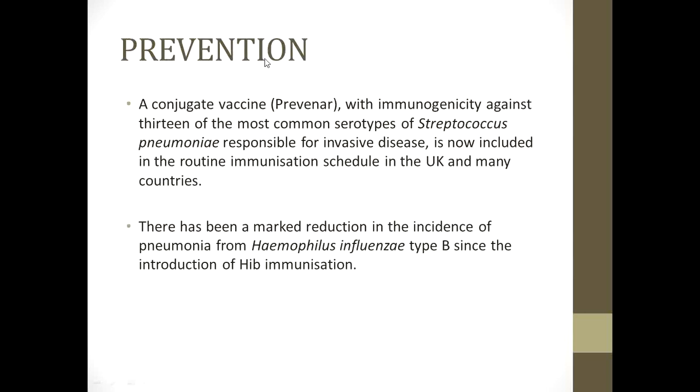What is the prevention? First, prevention is definitely hygiene, nutrition, and then vaccinations are available. A conjugate vaccine, Prevnar, with immunogenicity against 13 of the most common serotypes of Streptococcus pneumoniae responsible for invasive disease, is now included in the routine immunization schedule in the UK and in many countries. In Pakistan, there is also a conjugate vaccine against pneumococcus that we give in the EPI schedule. By EPI, I mean the Expanded Program on Immunization of Pakistan.